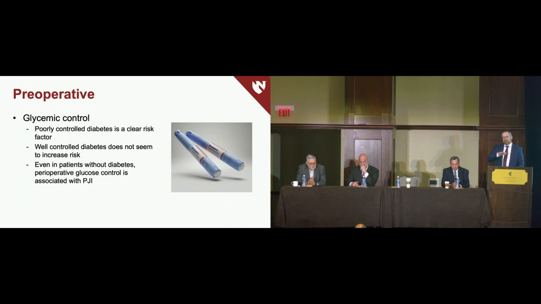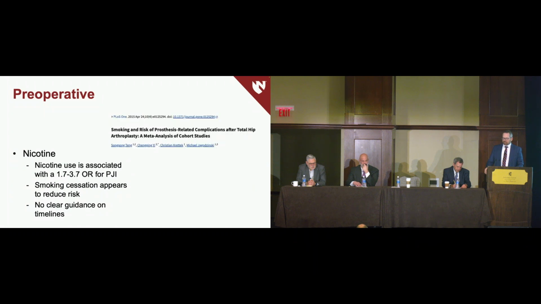And that data has been extrapolated in multiple surgical disciplines. So we know in ICU patients, cardiac surgery patients, general surgery patients, trauma patients, they all have increased risk of surgical site infections if they have poor perioperative blood glucose control.